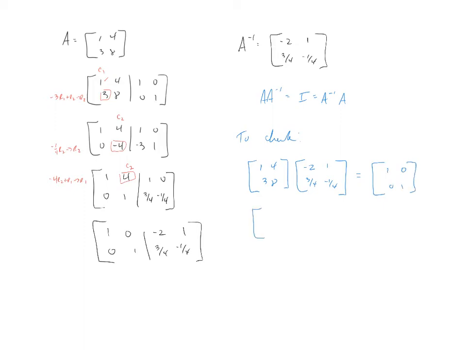And we would also need to go in the other direction. We would also need to show that if we take the inverse and multiply it by A in that order, we still get the 1, 0, 0, 1. So take just a second and go ahead and confirm that, and then you'll be ready for the next example that you can try.